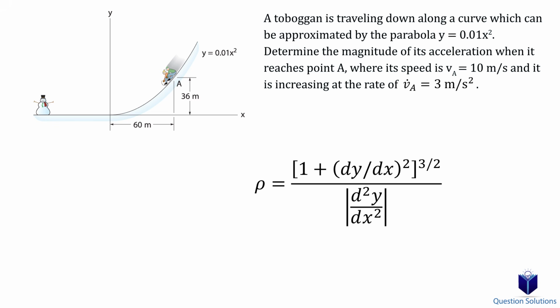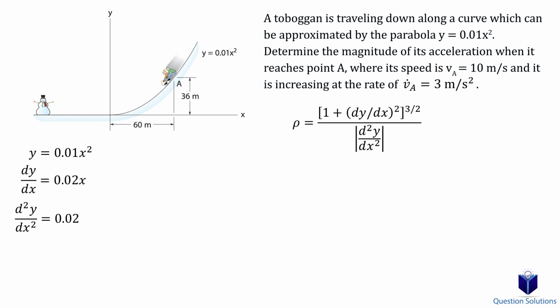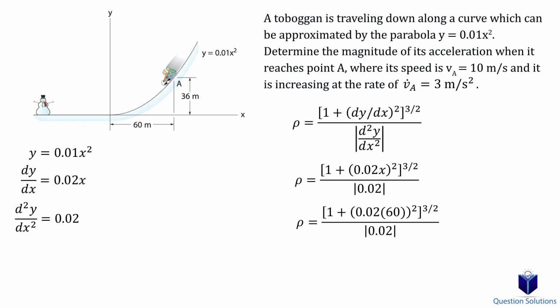That equation requires three things: the first derivative, the second derivative, and the value of x at the location where we are trying to find the radius. In this question, you can see that it's at x equals 60 meters. So let's do the first derivative of this equation. Now we can do the second derivative. Since we found both derivatives, we can plug it into our radius of curvature equation. To find the radius at x equals 60 meters, all we need to do is substitute that value into this equation. Solving gives us the radius of curvature.